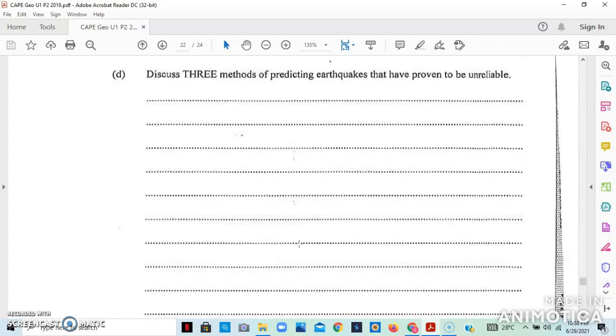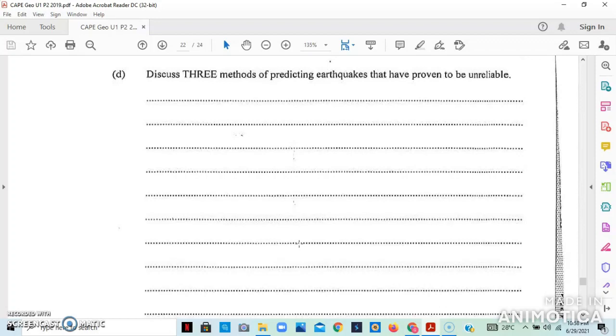So this is one method that they have used, which is the abnormal animal behavior. When they realize that these animals are behaving in an abnormal fashion, then they say that an earthquake is close by. It is not 100% effective, so it's not really a good method.